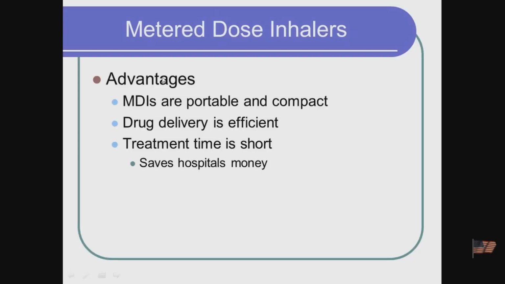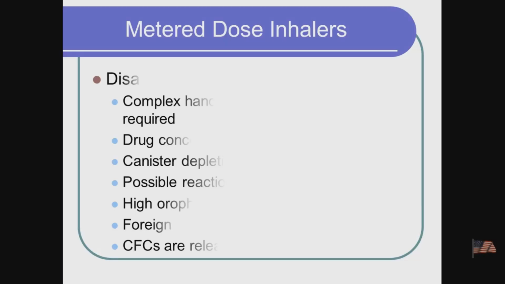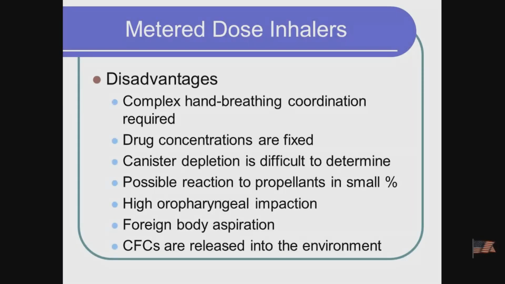Which they never do. We know the advantages of an MDI. It's portable, it's compact, easy to deliver the drug. Treatment time in the hospital is pretty easy. You're in, you're out, a couple of minutes. Whole lot easier. Some of the disadvantages, and the biggest disadvantage, is hand-breathing coordination. Can you walk and chew gum? You'll probably do okay.